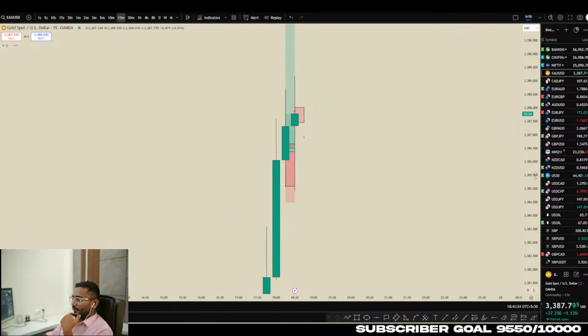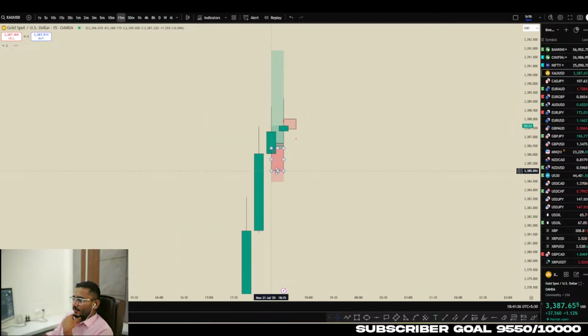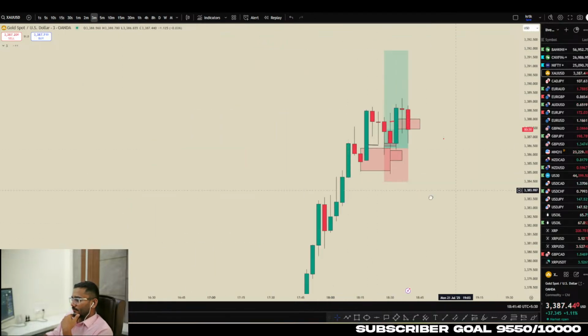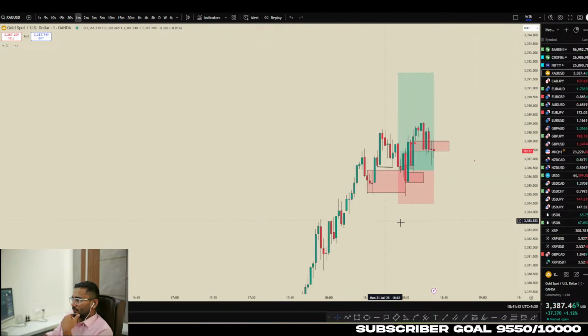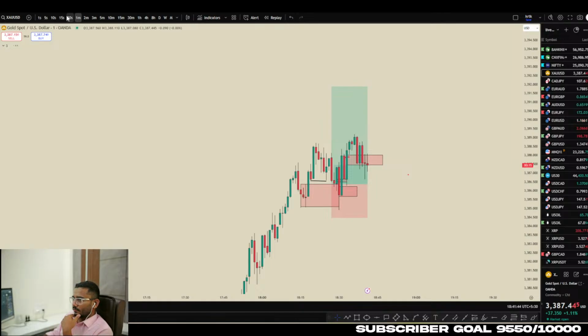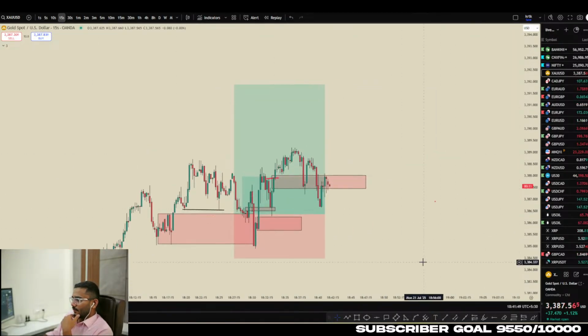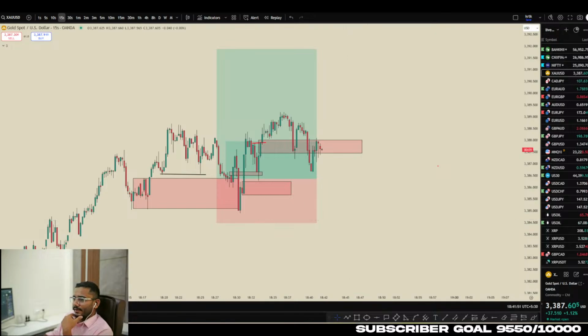On 50 minutes, we can see this candle swept out the previous candle's low. So it should continue higher. On 1 minute, everything looks like consolidation. Here we can see price is creating trend line liquidity. Here we can expect price to tap this order block.